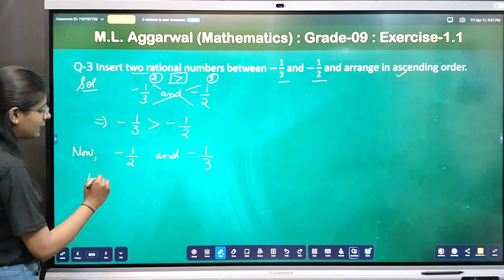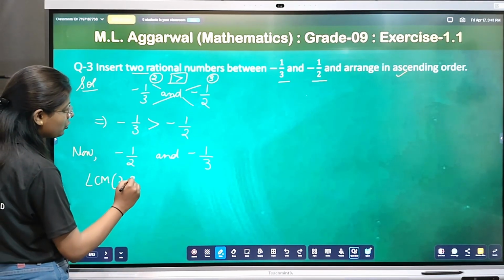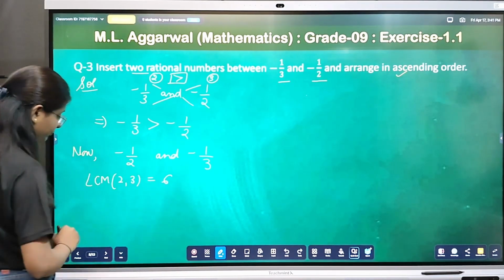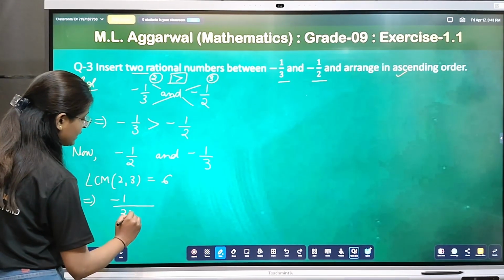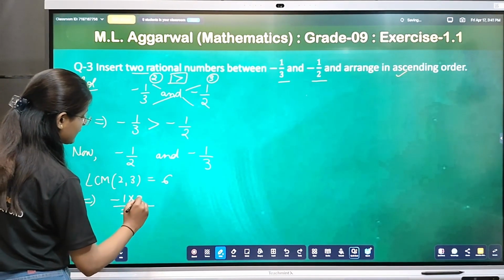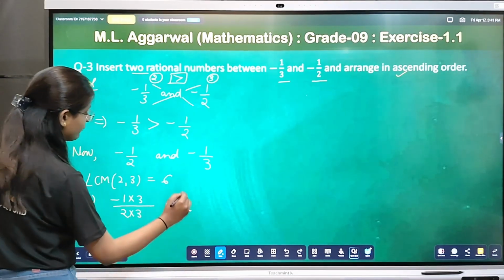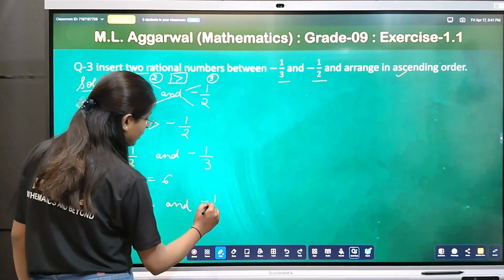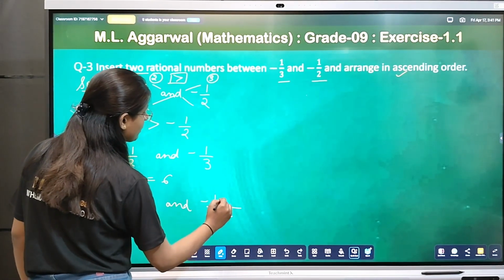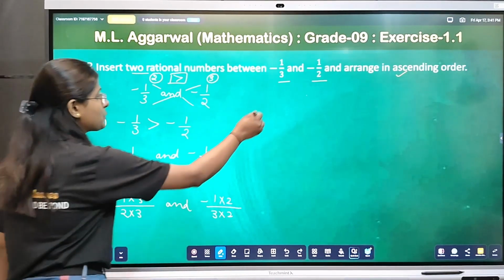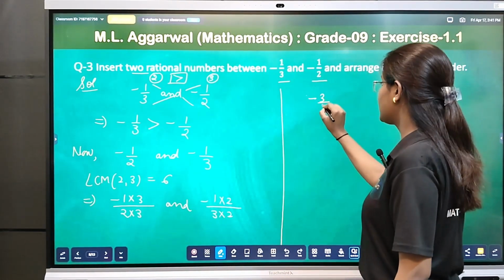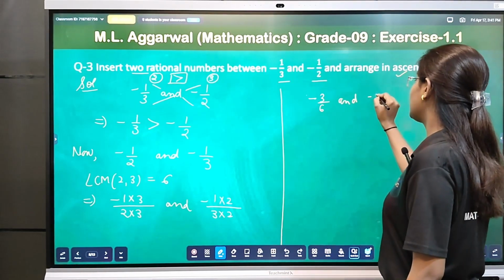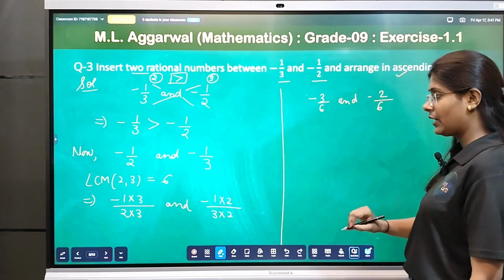Next step, take the LCM of denominators 2, 3, that is 6. Now, what you need to do is convert the denominators into the form of 6 and multiply the first rational number by 3 and the second rational number by 2. This way, you will be getting minus 3/6 and minus 2/6.